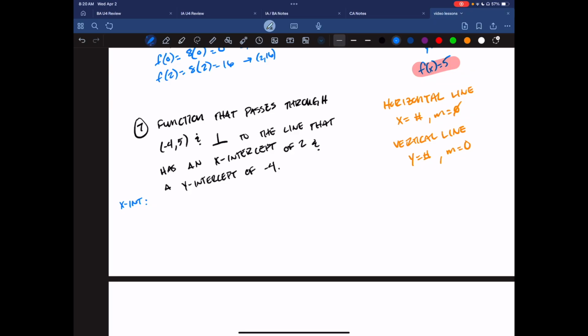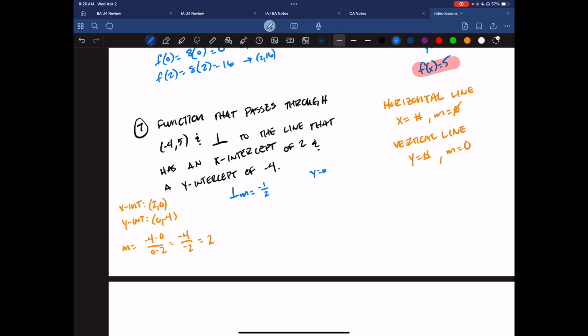So my x-intercept is going to be 2, 0, and my y-intercept 0, negative 4. Slope is negative 4 minus 0 over 0 minus 2, negative 4 over negative 2. This is 2. So that's my original slope. My perpendicular slope is going to be negative 1 over 2. And it goes through this point, negative 4, 5.